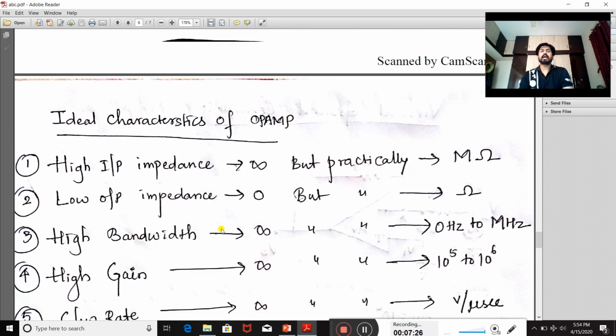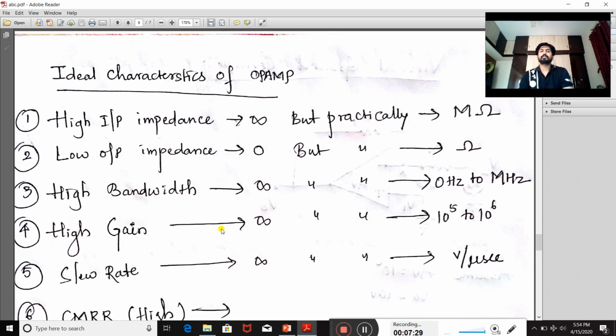Now the next one is ideal characteristics of operational amplifier. Every device has its own characteristics. In a similar way, the operational amplifier also has its own characteristics. The characteristics which we expect ideally are called the ideal characteristics of the operational amplifier. Here the input impedance of the op-amp should be very high. That means we expect ideally infinite, but practically it is not possible. Practically we may get it in terms of mega ohm. Mega is nothing but a very high value.